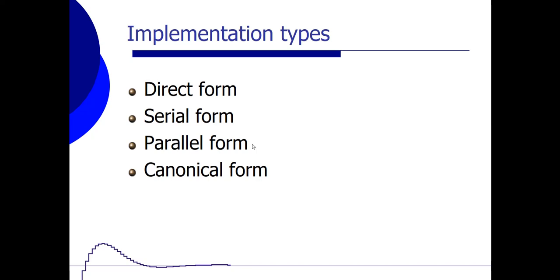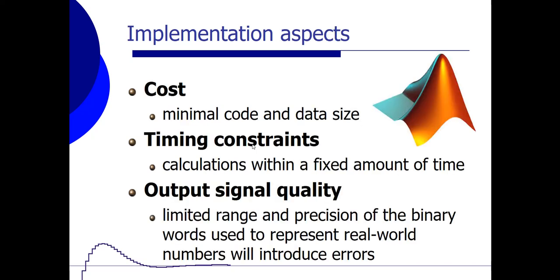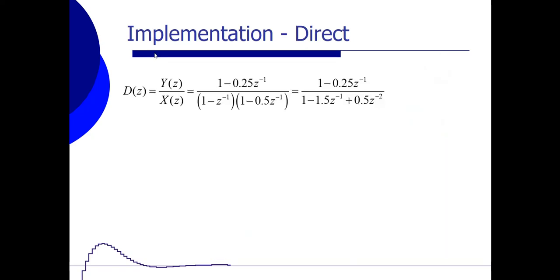And when you are going to choose one of these implementation types, you might consider aspects and constraints with respect to costs, with respect to timing constraints, and with respect to output signal quality. When you think of cost, you might think of the amount of memory, for instance. There is a lot of information on the internet about these implementation aspects and how they can be related to these implementation types, and we're not going to discuss these aspects. So let's start off with the first implementation type, which is the direct form.